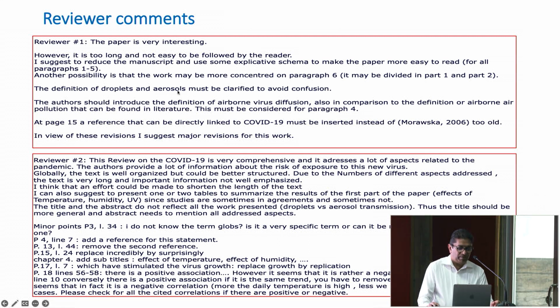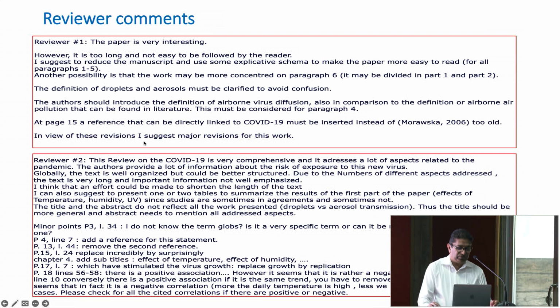The definition of droplets and aerosol must be clarified to avoid confusion. Now see the difference. You have to define some of them which I missed. I thought that aerosols and droplets are clearly understandable to each and every one, but not so. The author should introduce the definition of airborne virus diffusion. At page 15, a reference that can be directly linked to COVID-19 must be inserted instead, because it is too old. So that you can't do.